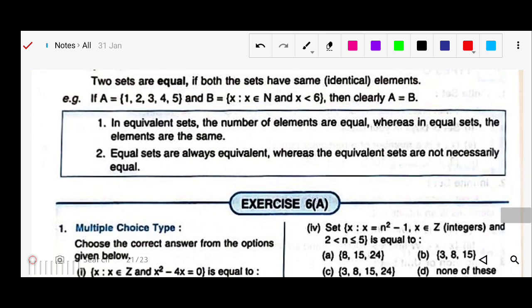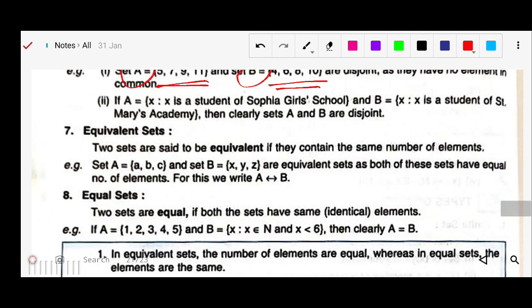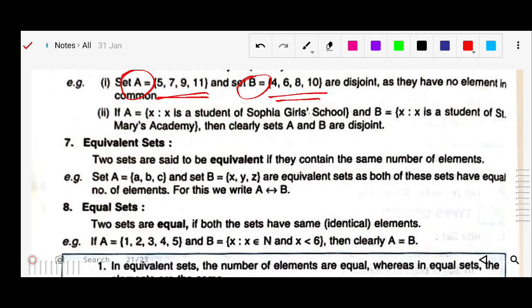Next we have equivalent sets. Sets are said to be equivalent if they contain the same number of elements. We have a set A, how many elements are there? 3. Another set B, how many elements are there? 3. So you can see 3 elements are there in both sets. These kinds of sets are called equivalent sets, and we write it as A is equivalent to B.